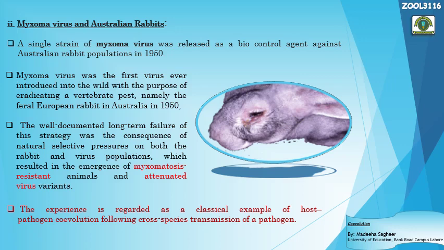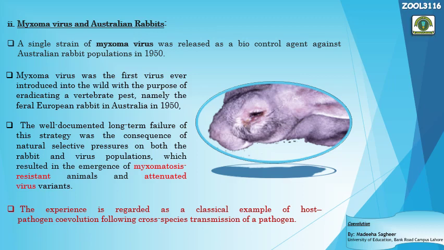So the authorities decided to eradicate the rabbit population. And what could be the method? They introduced the Myxoma virus into the rabbit population. So you can say that the Myxoma virus was used as a biocontrol agent against the Australian rabbits, a virus that they actually introduced just to eradicate this vertebrate pest.